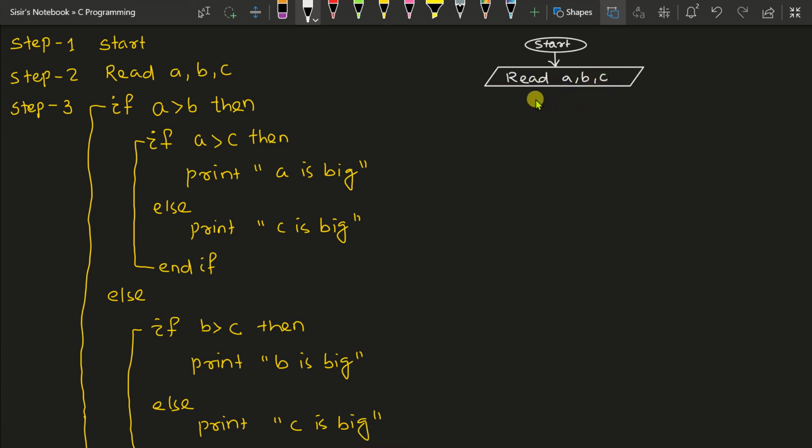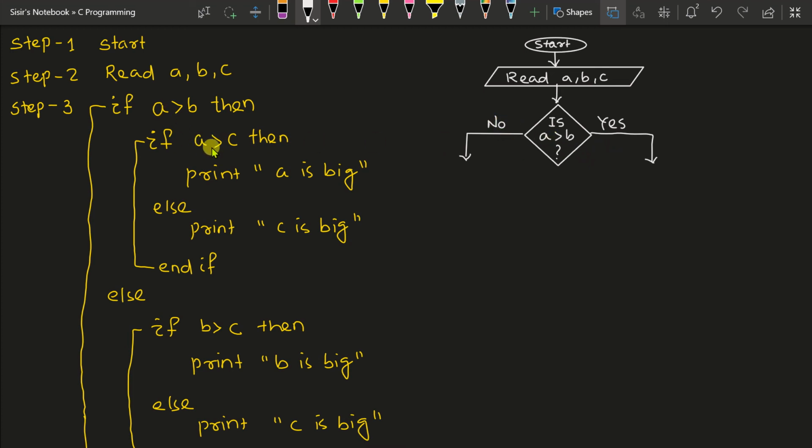ABC. Now that we have all the values, we have to use the conditions. So we know that for specifying a condition, we are using a rhombus symbol. So this is the rhombus symbol. What I am going to write is A greater than B, question mark. So there will be two possibilities. Either it will be yes or it will be no. So this part specifies the yes, this part specifies the no.